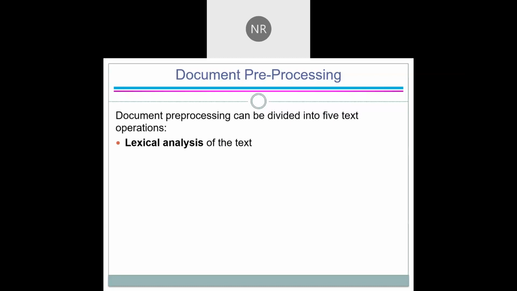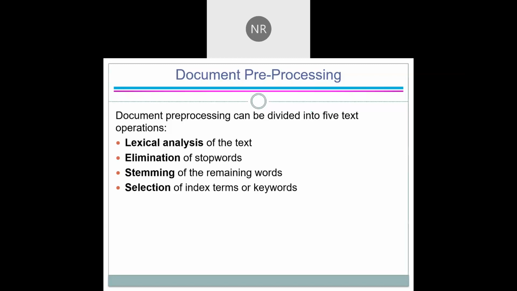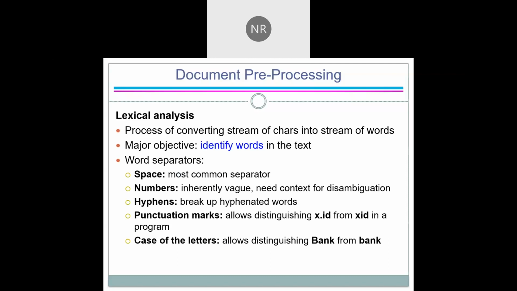So we come to the end of the lecture. In document pre-processing, we have lexical analysis of the text, elimination of stop words, stemming, in which we find the root word, selection of index terms or keywords, and construction of the thesaurus. In lexical analysis, we convert a stream of characters into a stream of words. We tokenize the words from the text, looking at spaces and numbers. Normally we remove hyphens and punctuation marks, and we normalize the case of the letters, changing capital B to small letter b.